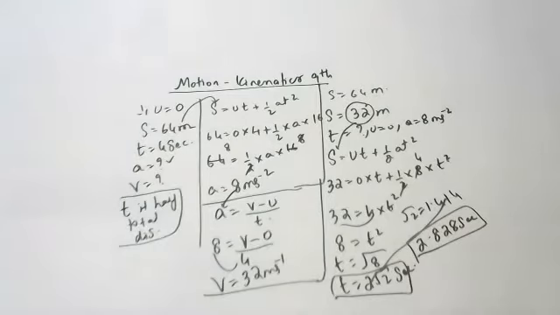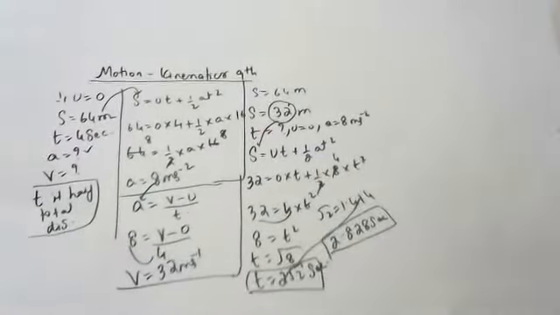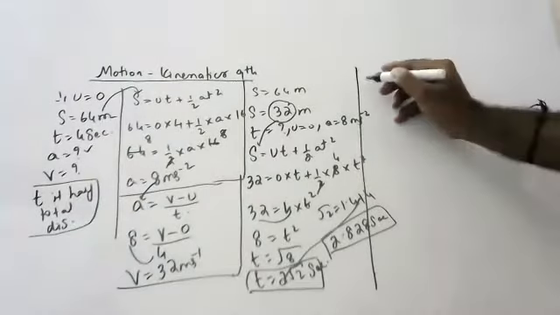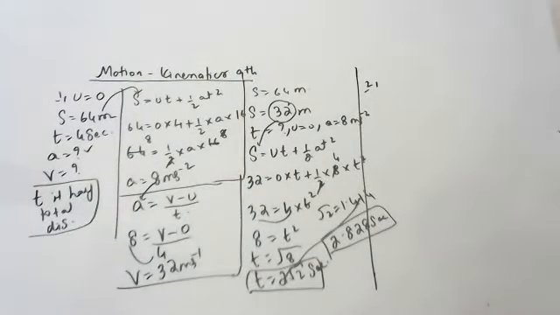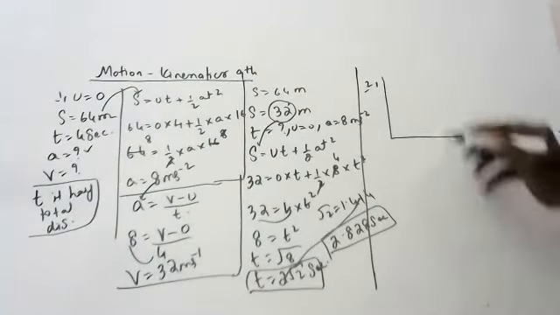Like this, we should do, children. Okay, children. Next question. One more question we'll do. Practice one more question, children. Second question, children. A velocity time graph is given, children, like this.